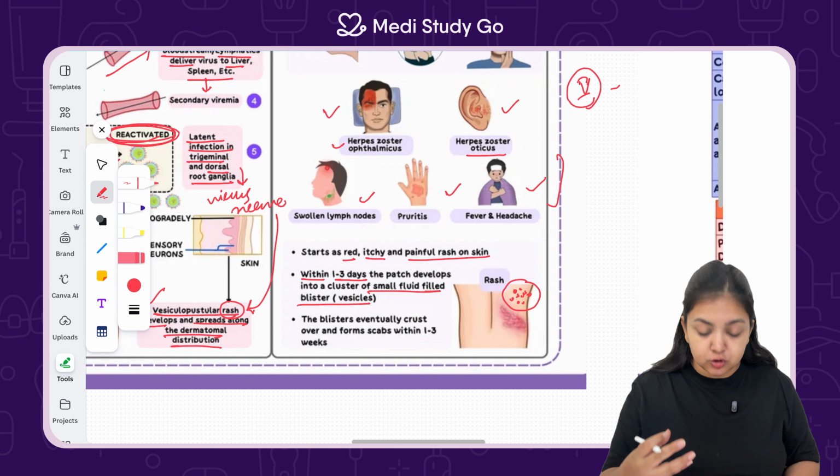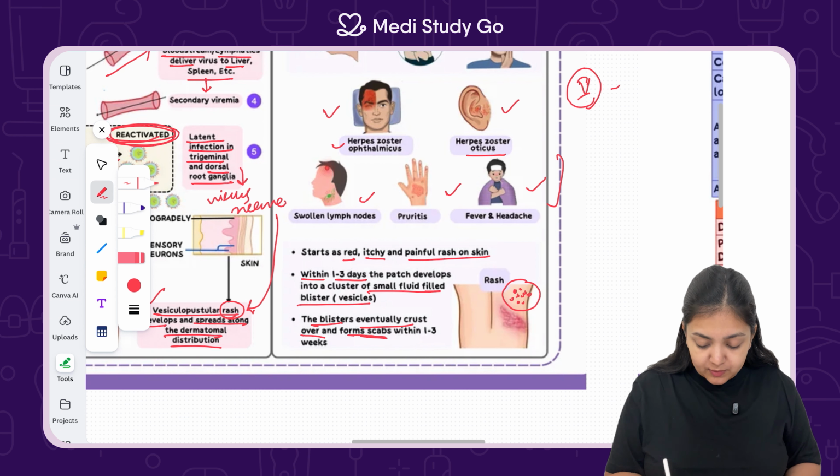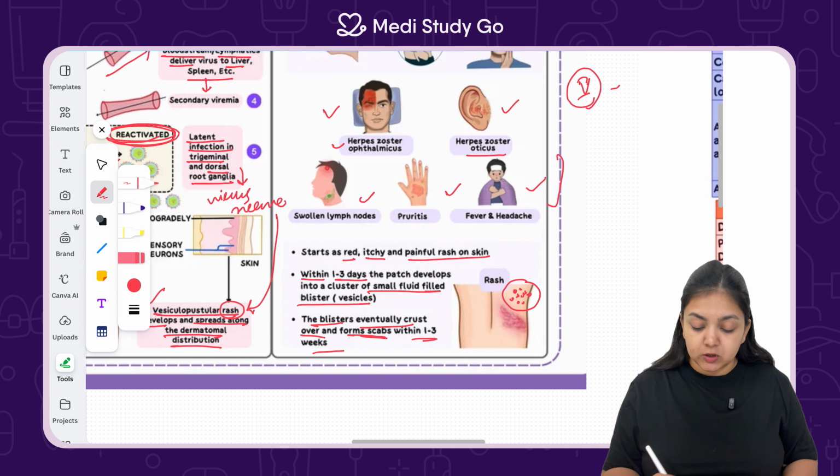It is going to be vesicular, pustular. Pustules are going to be there, which are going to be filled with fluid. The blisters eventually crust and they form a scab within 1 to 3 weeks. So this is how the clinical features persist and go along with the disease as the disease spreads.